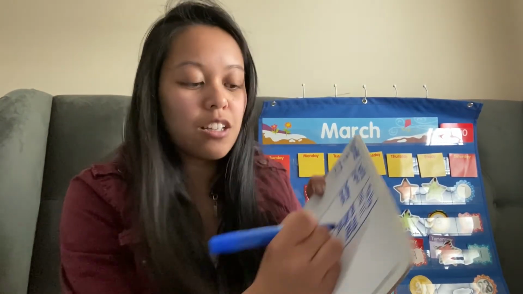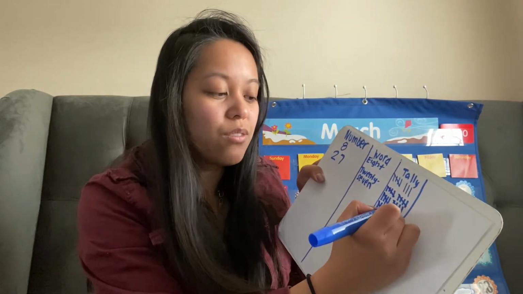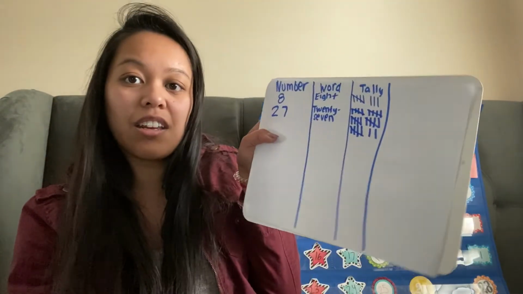Okay, and then I'm going to count my tally marks. It's going to take a while. Go ahead and count with me. 1, 2, 3, 4, 5, 6, 7, 8, 9, 10, 11, 12, 13, 14, 15, 16, 17, 18, 19, 20, 21, 22, 23, 24, 25, 26, and 27.